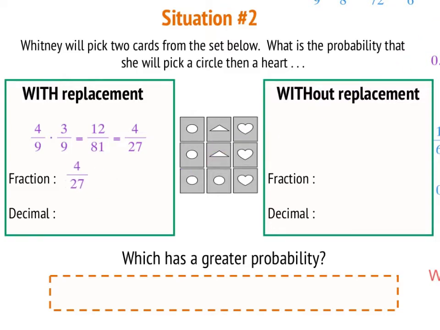But again, since we're going to be comparing probabilities, it's a lot easier to compare probabilities using a decimal. So I'm going to divide my numerator by my denominator. When I do that, I get 0.148 repeating as my decimal. Now let's try it without replacement.